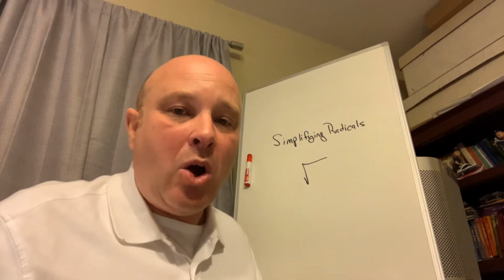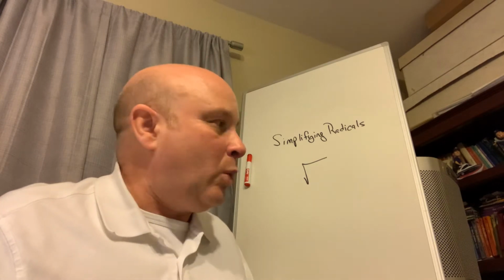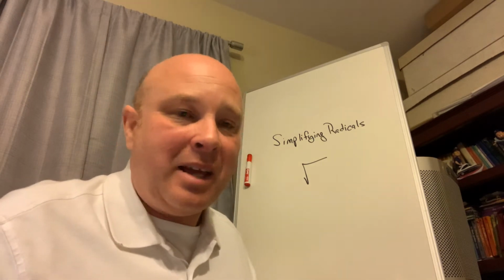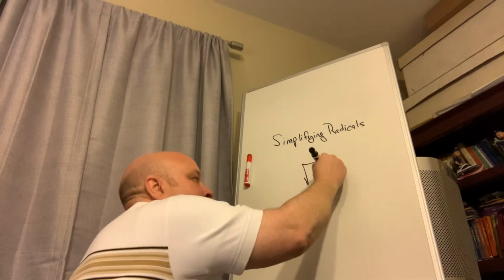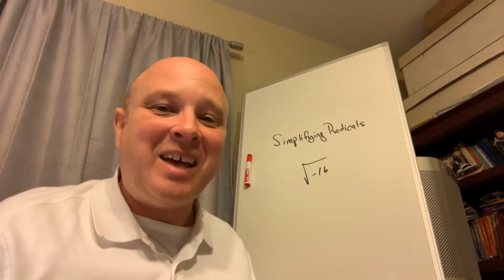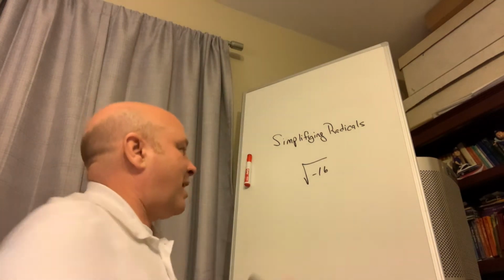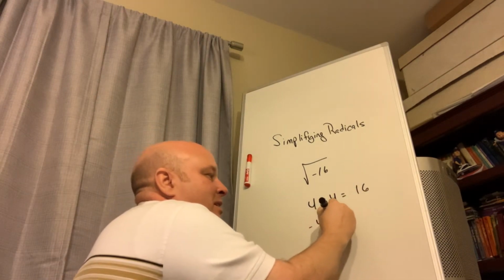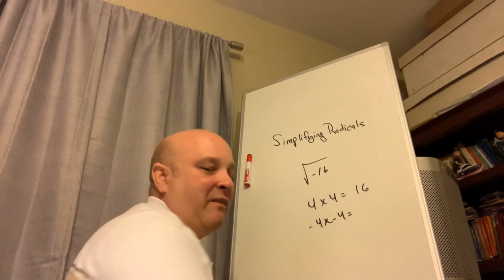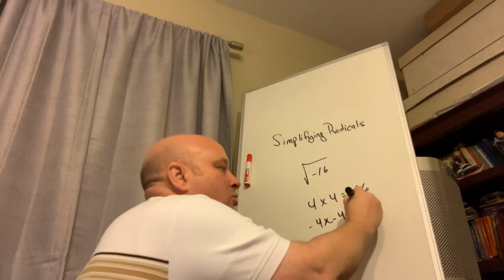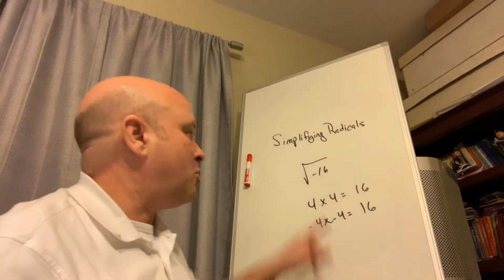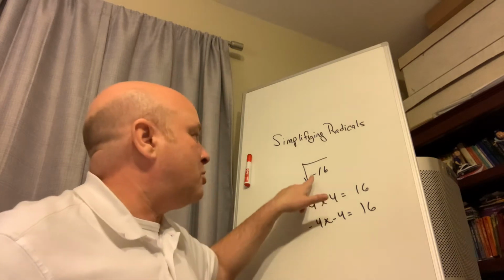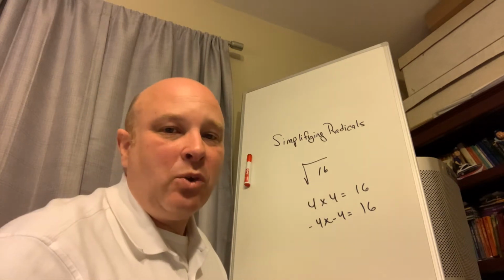Let's think about what we know about square roots, okay? The radicand underneath the square root sign cannot be a negative number. In other words, the square root of negative 16 does not exist. Why? Because if I had 4 times 4, that's going to equal a positive 16. If I had negative 4 times negative 4, that will also equal a positive 16. In other words, there's no way to multiply a number by itself and end up with a negative number. So there's no such thing as a negative radicand.